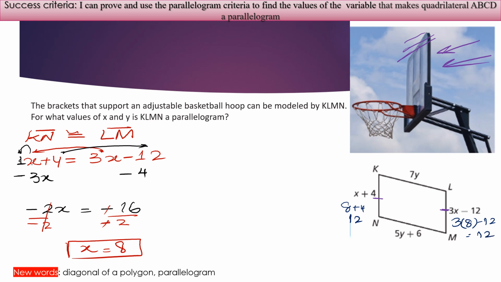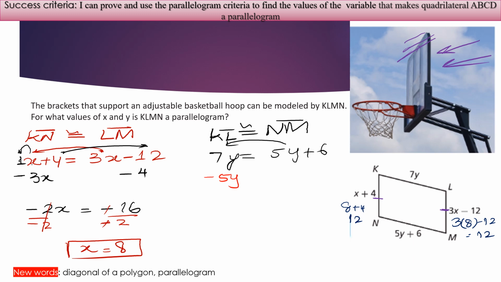Now let's try to solve the other part. So I know that KL should be congruent to NM if it is a parallelogram. So KL is 7y and NM is 5y plus 6. Bring the 5y to the other side, I will get negative 5y. So 7 minus 5 gives me 2y equals 6. Divide both sides by 2 and I will get y equals 3.